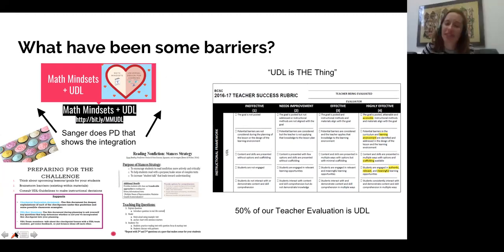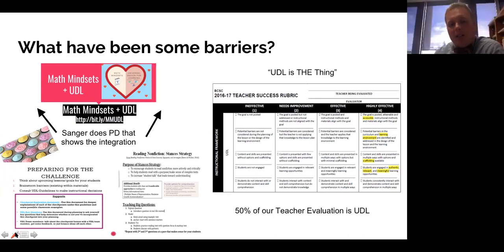So pie in the sky vision, if UDL continues, or when UDL continues to grow and develop and change and really be part of your system, what do you really hope to see in your learners, in your community? Amy and Zach, do you have thoughts on that? Yeah, sure. We really want to see kids that know themselves. Like, they know how they like to learn. They know what they need, and they know how to advocate.